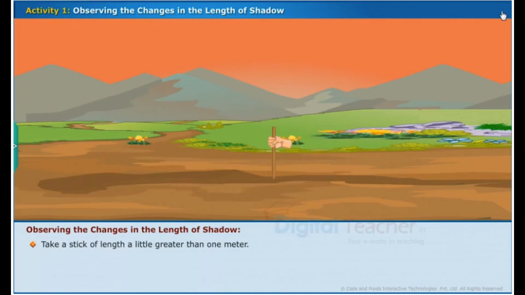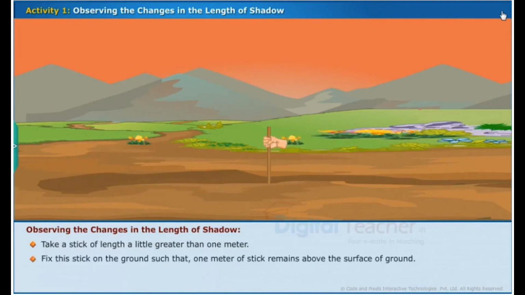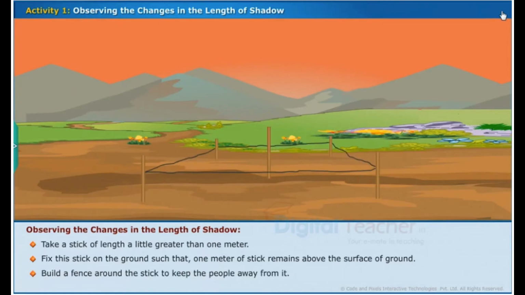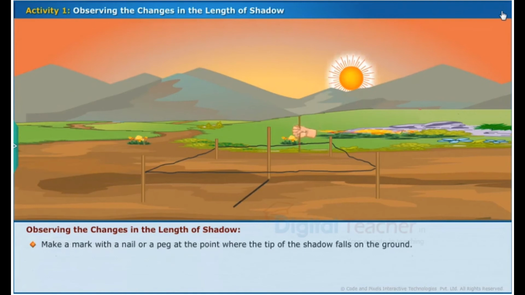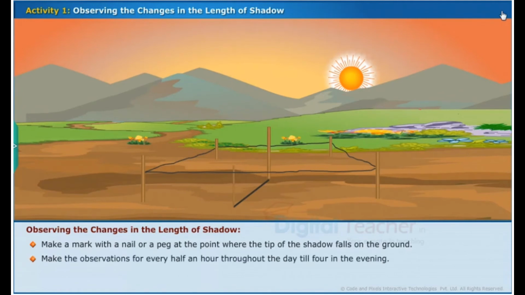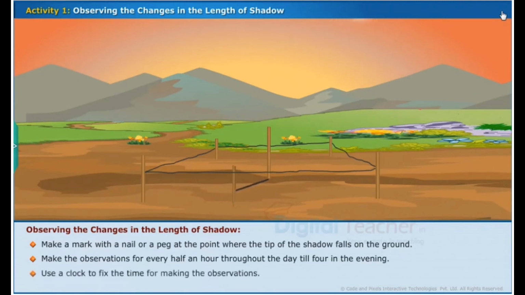Take a stick of length a little greater than 1 meter. Fix the stick on the ground such that 1 meter of stick remains above the surface of the ground. Build a fence around the stick to keep people away from it. Observe the shadow of the stick at 9 in the morning. Make a mark with a nail or a peg at the point where the tip of the shadow falls on the ground. Make the observations every half an hour throughout the day till 4 in the evening. Use a clock to fix the time for making the observations.